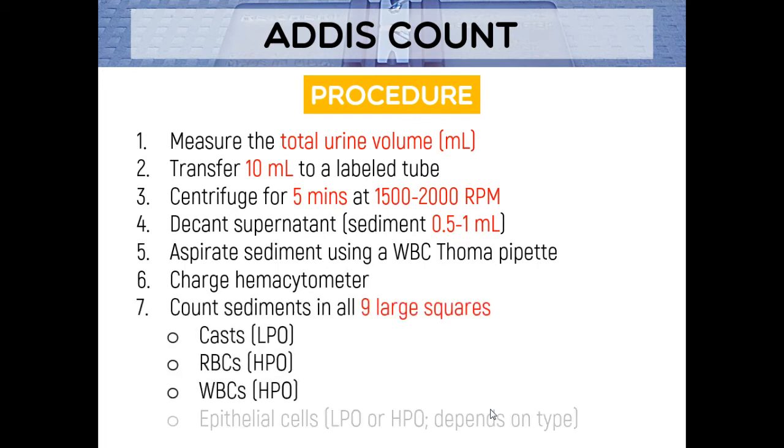Next, we count the sediments. Di ba, in your chamber, you have 9 large squares. And we count all the sediments that can be found in the 9 large squares. So again, 4 ka sediments atong gina-examine. You have casts, RBCs, WBCs, and epithelial cells. Now, ngano kanirang upat?